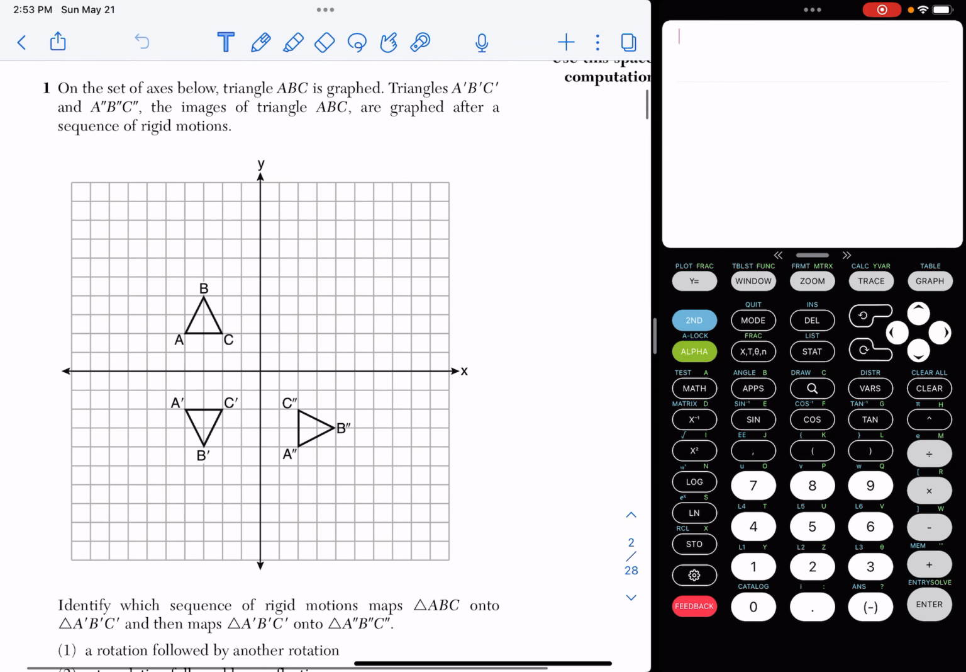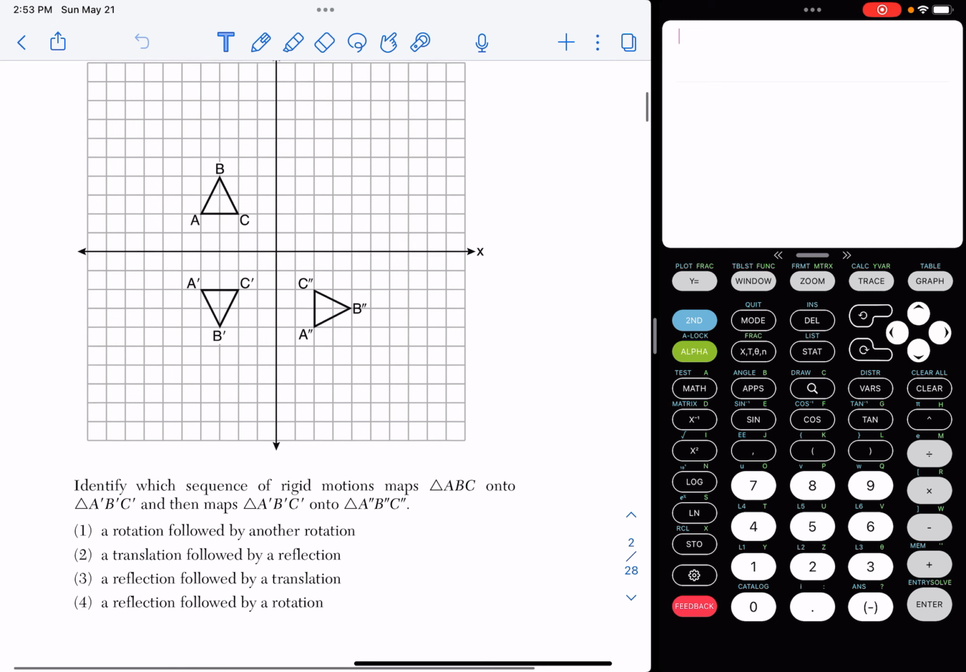On the set of axes below, triangle ABC is graphed, and we have triangles A prime, B prime, C prime, and the same with the double primes after a sequence of rigid motions. Our job is to identify which sequence of rigid motions is going to map the pre-image onto the first image and then onto the final image.